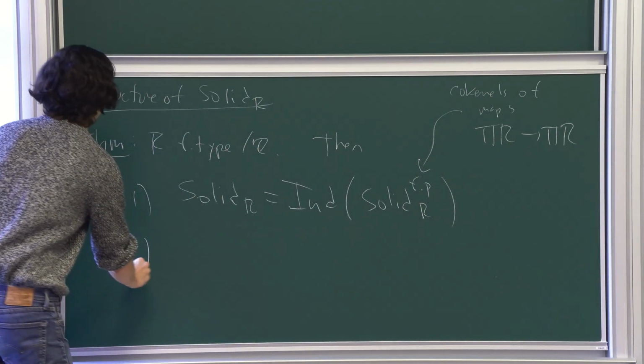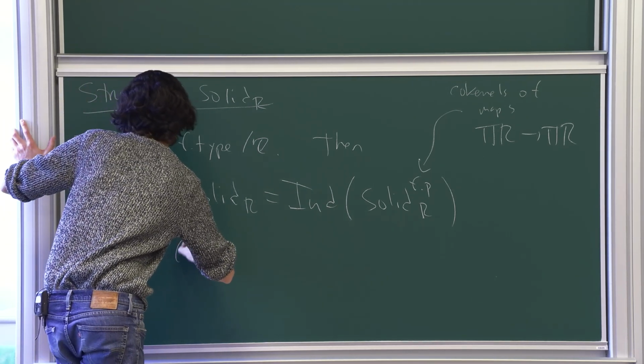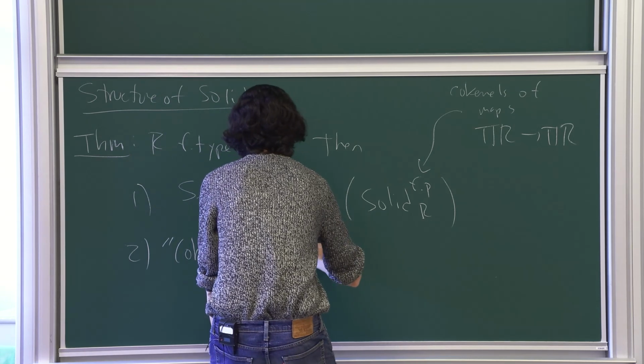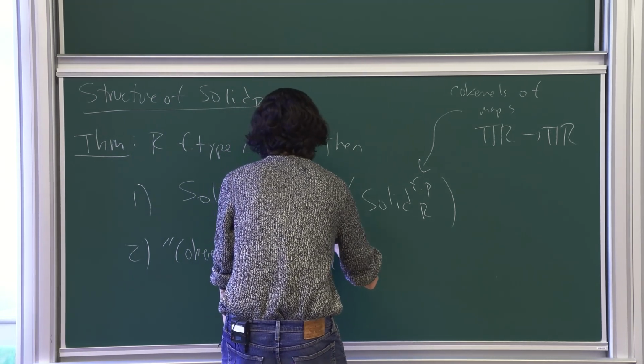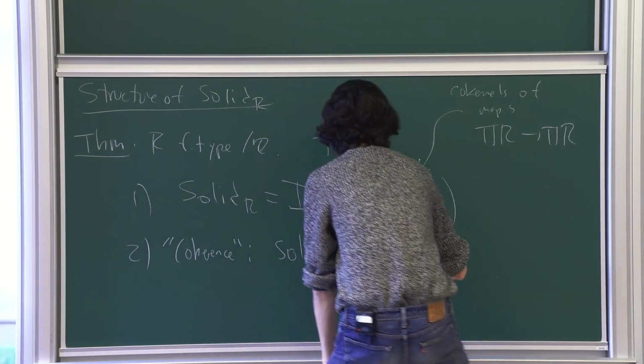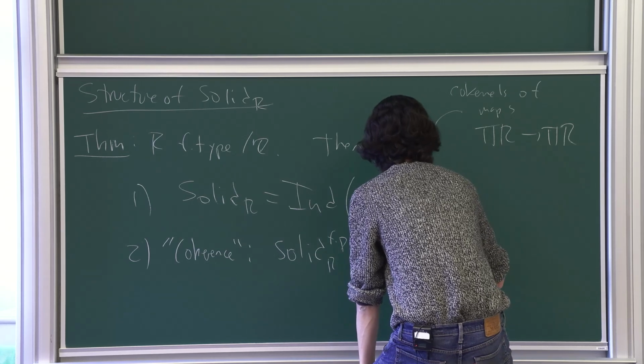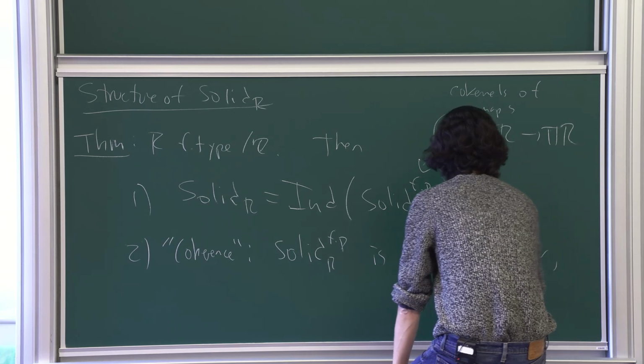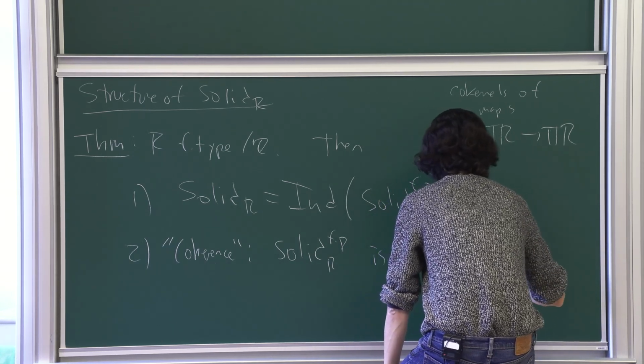But the second claim is, so you could say coherence. This subcategory is an abelian category. It's closed under kernels, cokernels, and extensions.